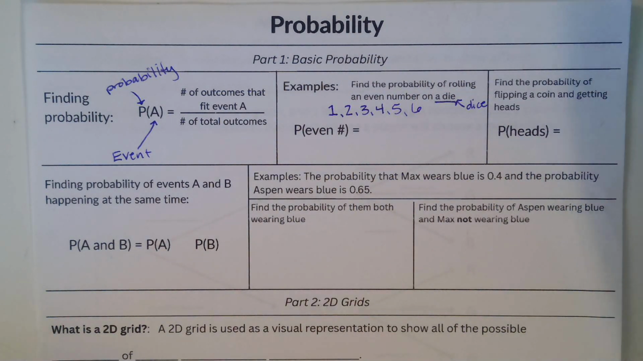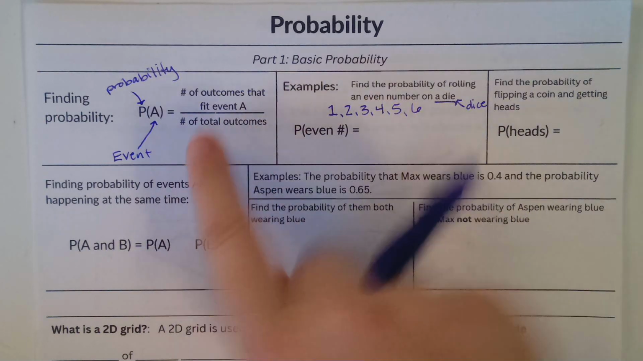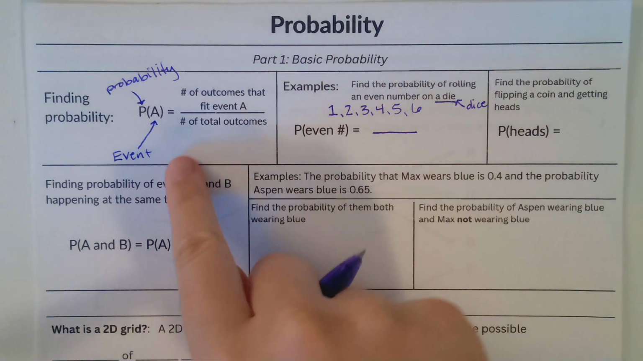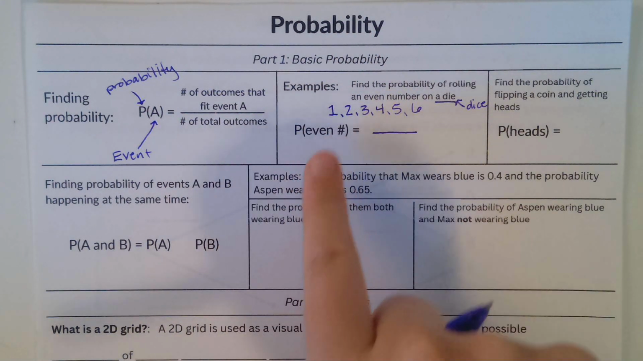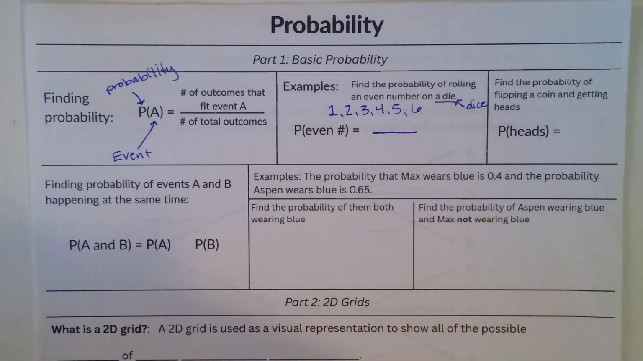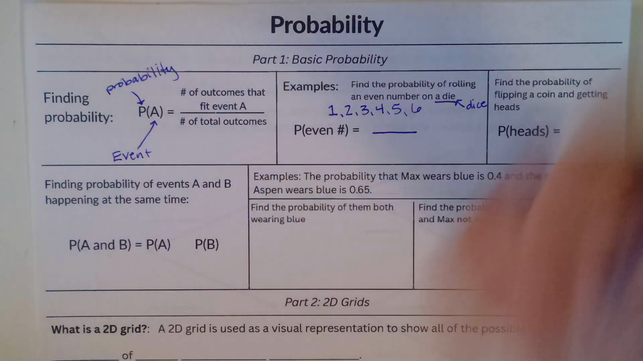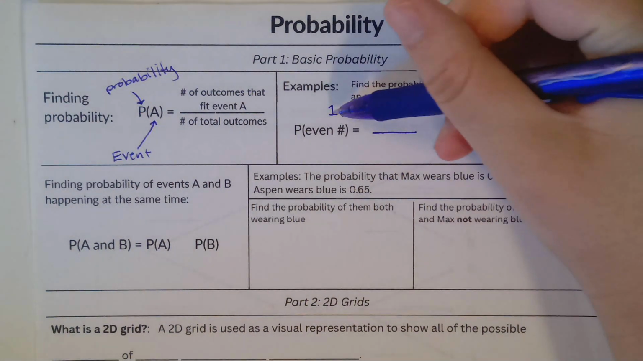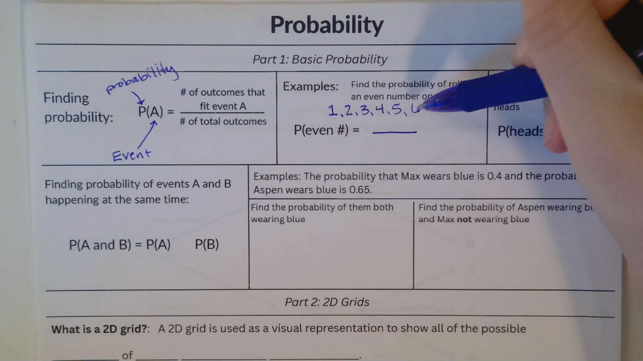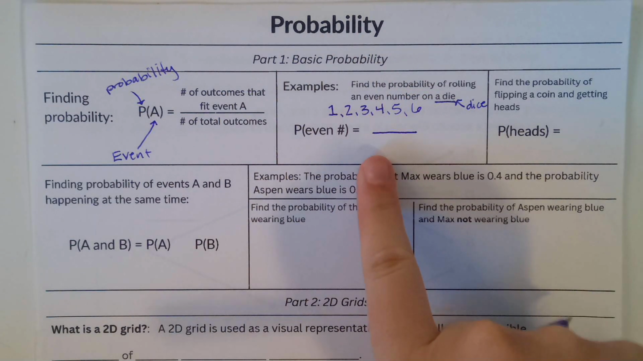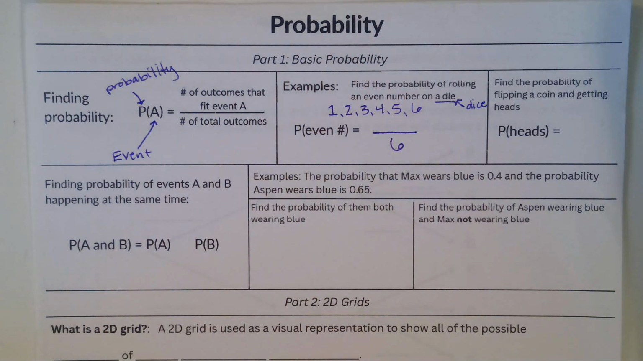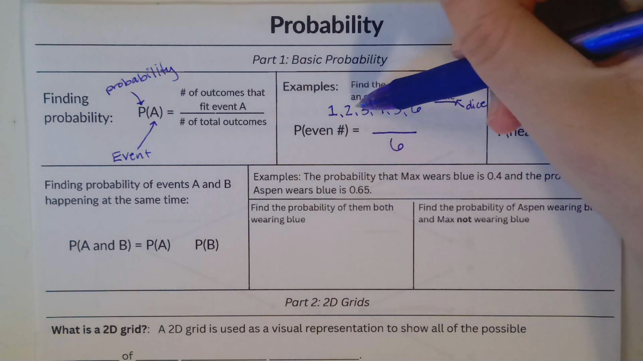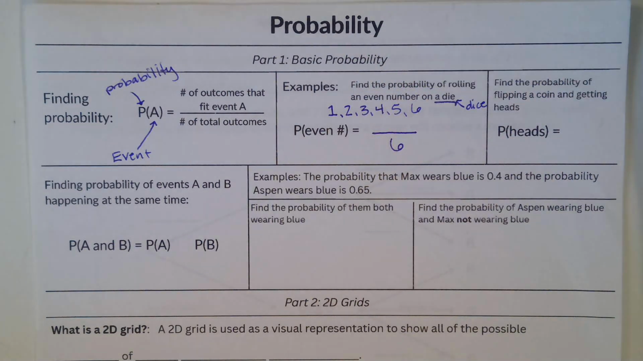To find the probability, on the bottom where it says the number of total outcomes, you put however many different things you can get when you do the action that the question talks about. So when rolling a die, the number of things that we can get is the total number of outcomes. In this case, that's 6. There are 6 different things that you could possibly get when you roll a die: a 1, a 2, a 3, a 4, a 5, or a 6.